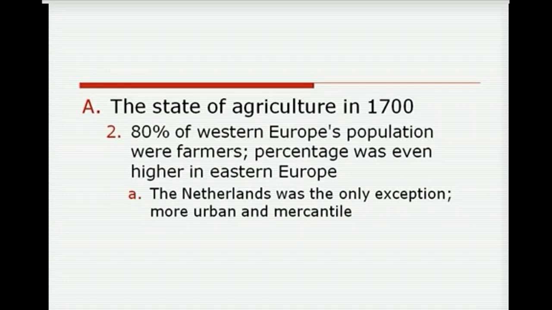All right, so here you can see the Netherlands was the only exception. They were more urban and mercantile. They had this commercial revolution that we talked about. Lots of shipping, lots of trading, lots of boats. They have fewer farmers than the rest of Europe, but they have more food. They're really going to lead the way in the agricultural revolution with England right behind them. And so we're going to follow the lowlands and England as they move ahead of the rest of Europe as it has to do with the agricultural revolution and then the industrial revolution.